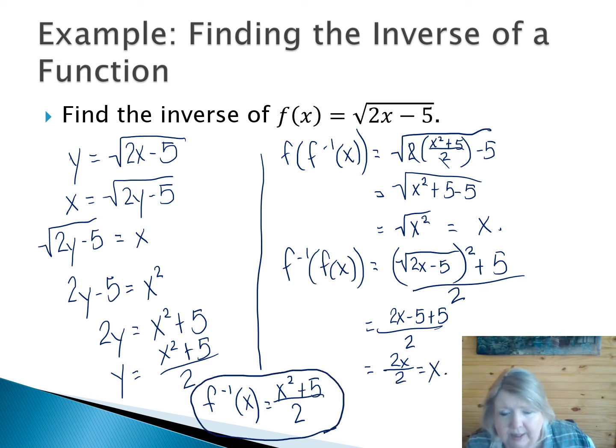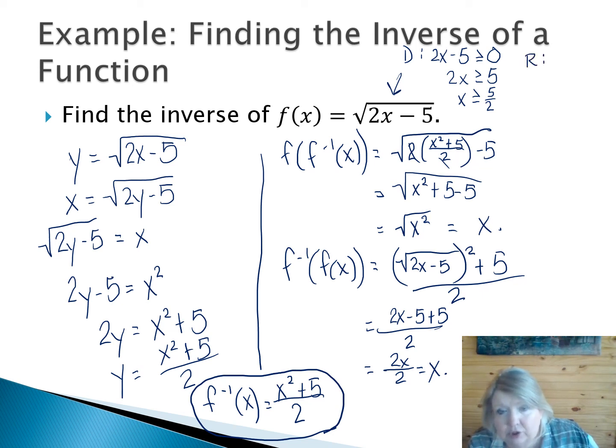Now I want to pause right here. It's not so interesting on linear because domain and range are always all real numbers. So I want you to note something. Here, my domain is where 2x minus 5 has got to be greater than or equal to 0 so that I'm not taking the square root of a negative number. So 2x is greater than or equal to 5, or x is greater than or equal to 5/2. That's my domain. But look at my range.